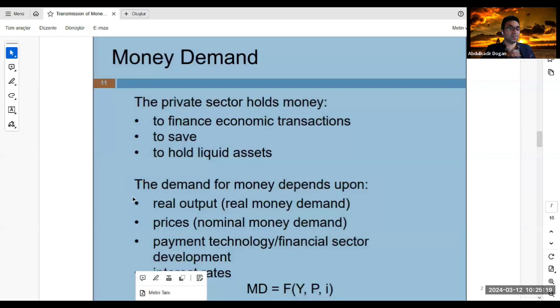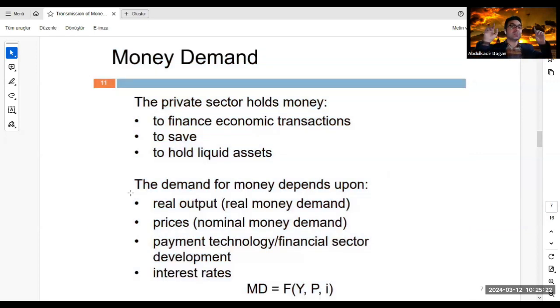4 things here. The real output, meaning gross domestic product of the economy, GDP. It is generally shown as Y in economics. This is the overall economy, gross domestic product. The prices, nominal money demand, generally shown with P. Payment technology, financial sector development. It is not in the demand function, but you can also think of transactions coming from the financial sector via technological infrastructure. And lastly, the interest rate.